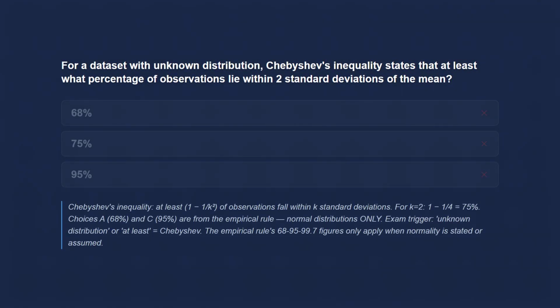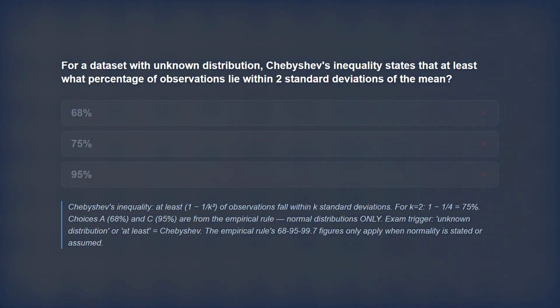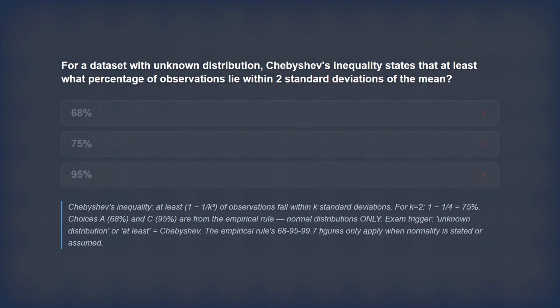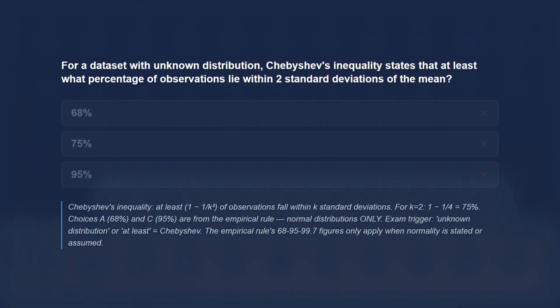68% is the 1 sigma normal rule. 95% is the 2 sigma normal rule. But Chebyshev works for any distribution, normal or not. The exam trigger is the phrase unknown distribution or non-normal. That phrase means Chebyshev, not the empirical rule.